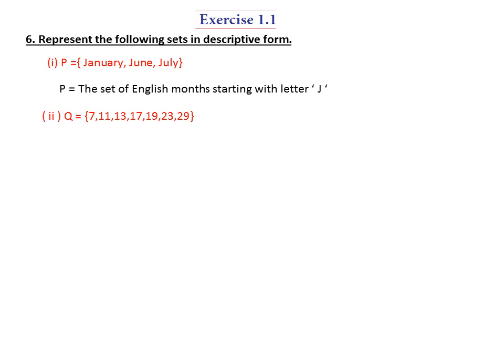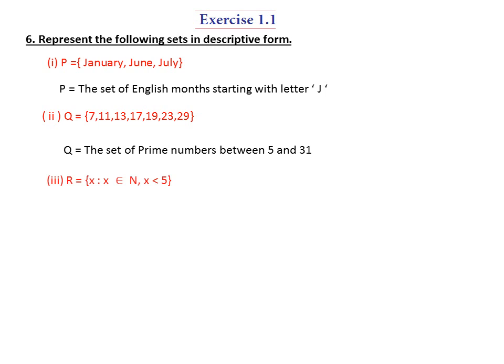Q is equal to 7, 11, 13, 17, 19. Yesterday itself I gave the prime numbers list. So it looks like prime numbers. We can write like this: the set of prime numbers between 5 and 31. Otherwise the set of prime numbers from 7 to 29. So we can write like that.